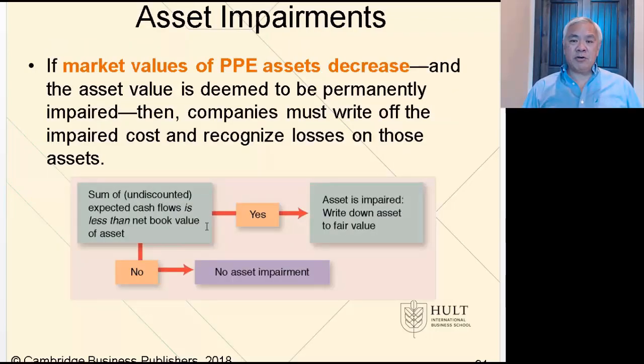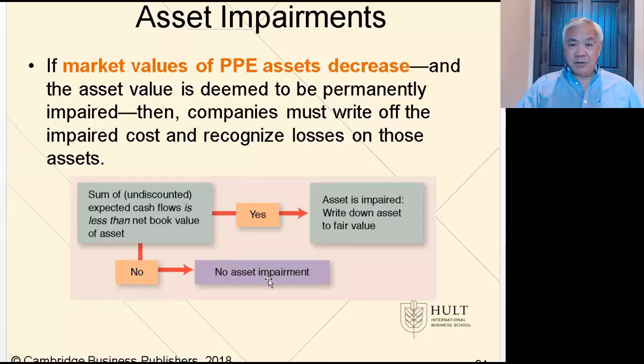Impairment. Impairment is when something's hurt, like my sight is impaired, I can't see as well. Same thing holds for assets. So if assets go down in value and it's gone down in a permanent way, then GAAP requires us to value it at market and write it off. Here's the flow chart. If the sum of the cash flows, and this is our typical way of valuation, is lower than the net book value, then we would deem it impaired and write down the value. If it's not, we just leave it alone.